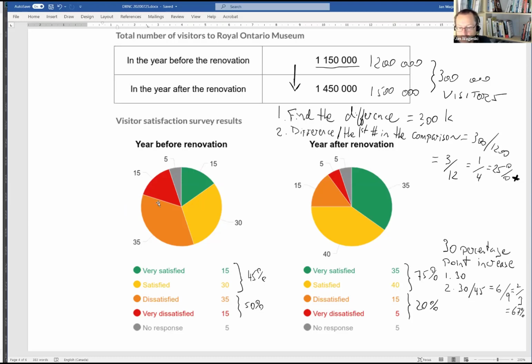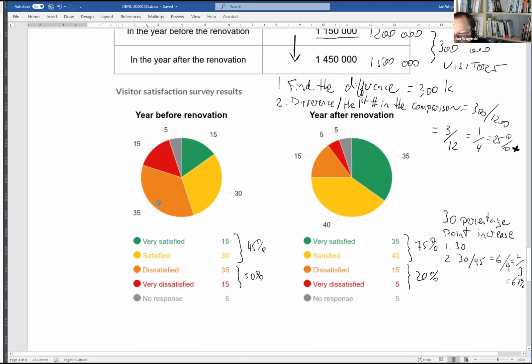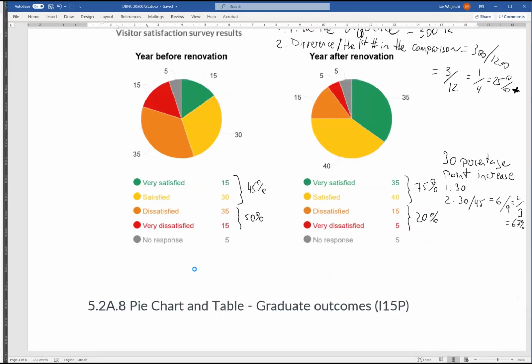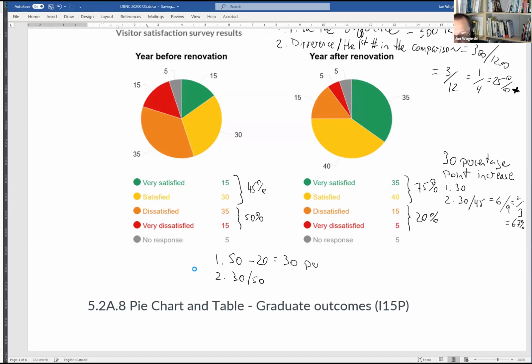Now let's do the same thing, but for the dissatisfied group of people. So what was the difference? Okay, good. 30. So step 1, 50 minus 20 equals 30. And that's the absolute number. And then do we want to divide 30 into 50 or 30 into 20? 50. So 30 over 50. So let me just put percentage point.